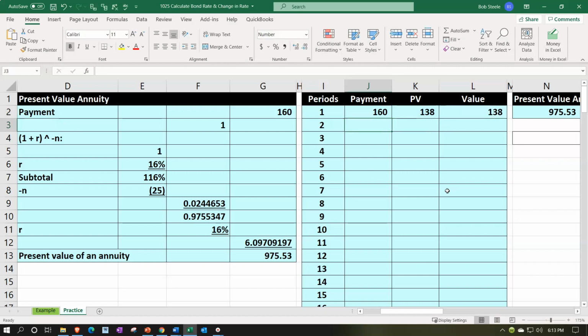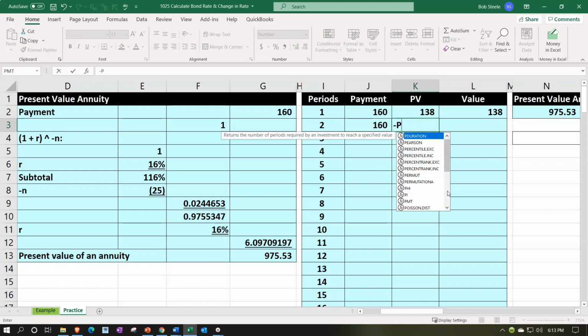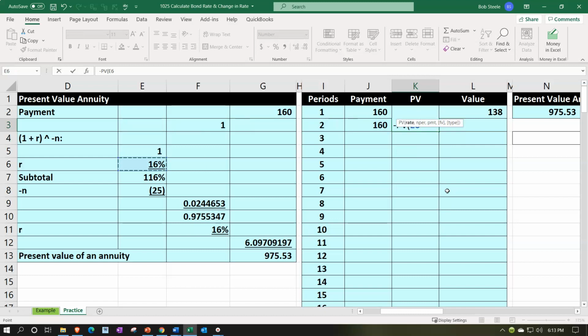If we do that again, the payments will remain the same, because that's what it means to be an annuity. Payments same over multiple periods. Present value, shift 9, rate 16, comma, number of periods 2, comma, comma, because it's a present value of 1, not an annuity, 160. There we have it. If we add up the prior one plus the current payment, there's where we stand after the second period.